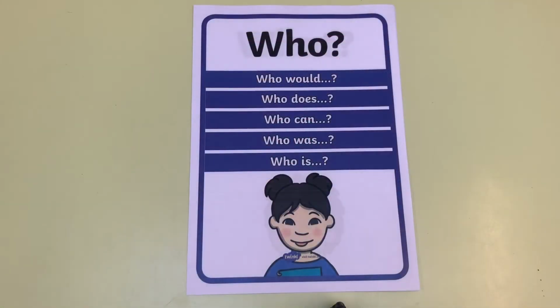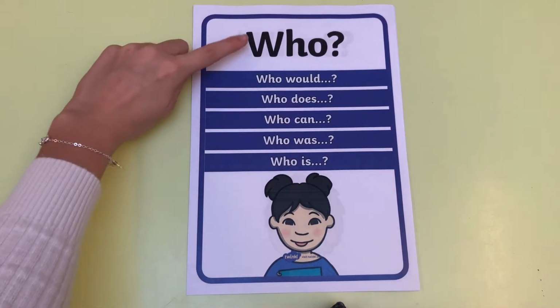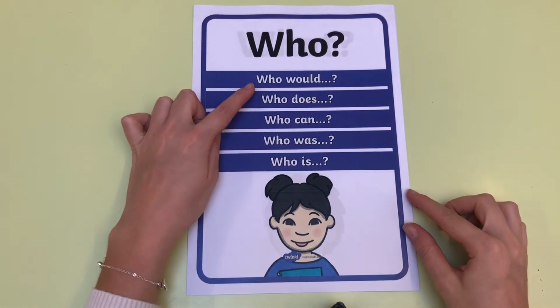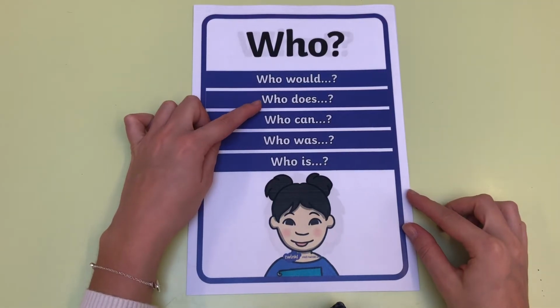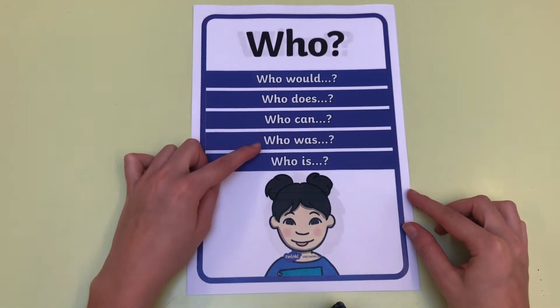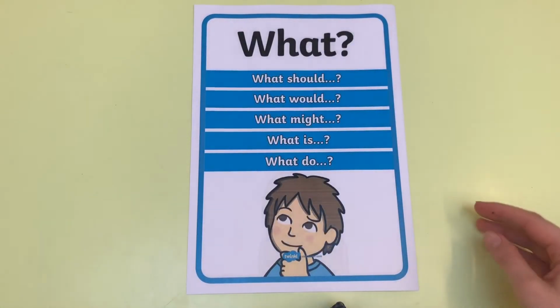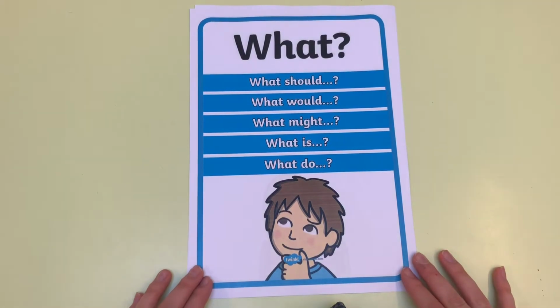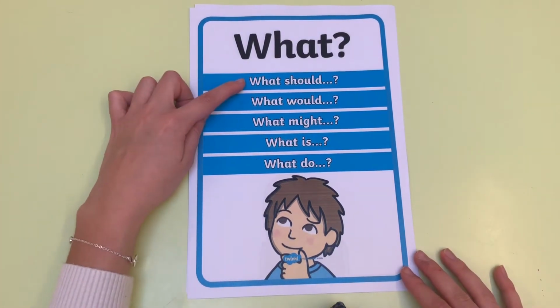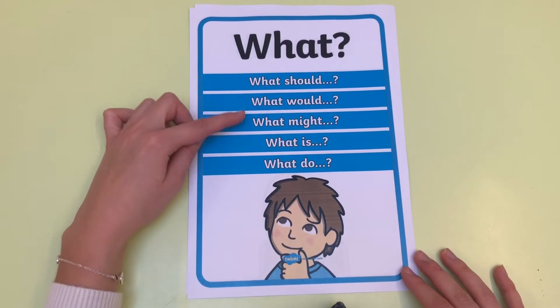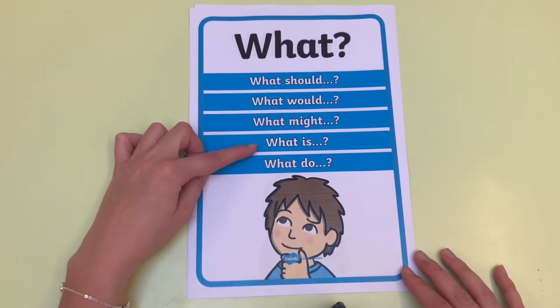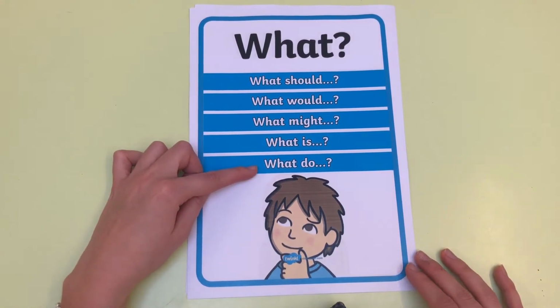Here I have got some sentence starters which could also help me when I want to ask a question to somebody and find out some information. So for who, I could ask who would, who does, who can, who was, or who is. For my what question sentence, I could start with what should, what would, what might, what is, what do.